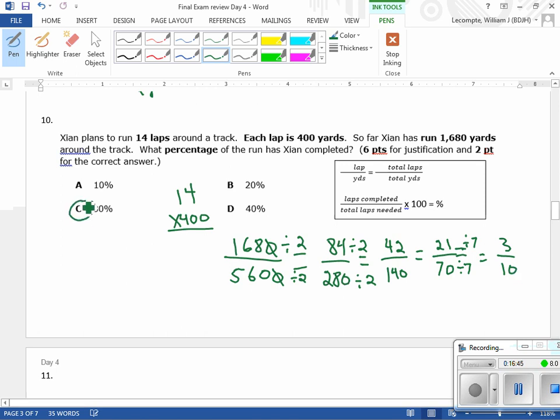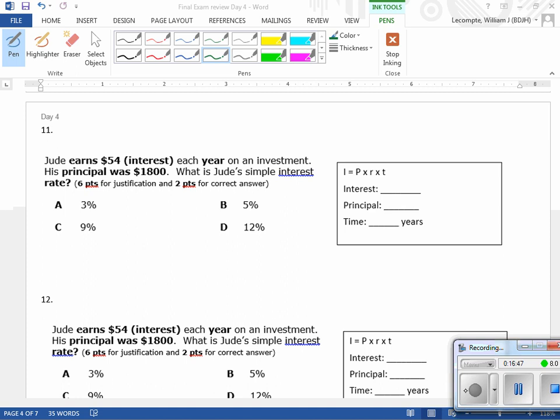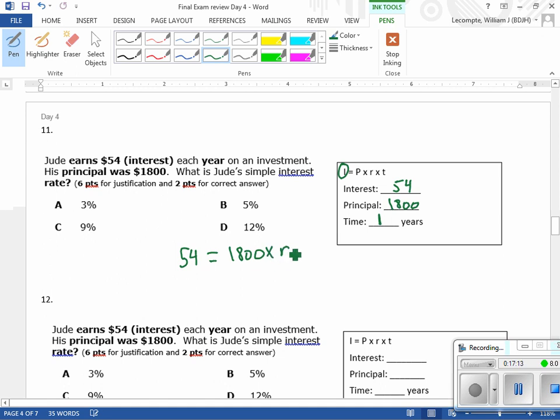Number 11 is a little bit more difficult because we actually know what the interest is. We actually know what I is, right? And for each year, so we know that that's a year, and our principal was 1,800. But if we set this up in the formula, we know that it was 54, and that equals the principal times some rate times 1, which is time. Right? Now, how do I get R? How do I get the rate by itself?